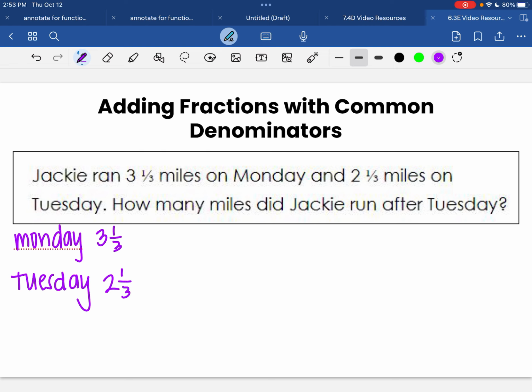So when I think about what this question is asking me and I'm analyzing my problem, I see that this is the information that I know. I know Monday she ran 3 1/3 miles and Tuesday she ran 2 1/3 miles. What I don't know is how many miles Jackie ran after Tuesday. And I know when they're saying after Tuesday, they're saying how many she ran on Monday and Tuesday combined.